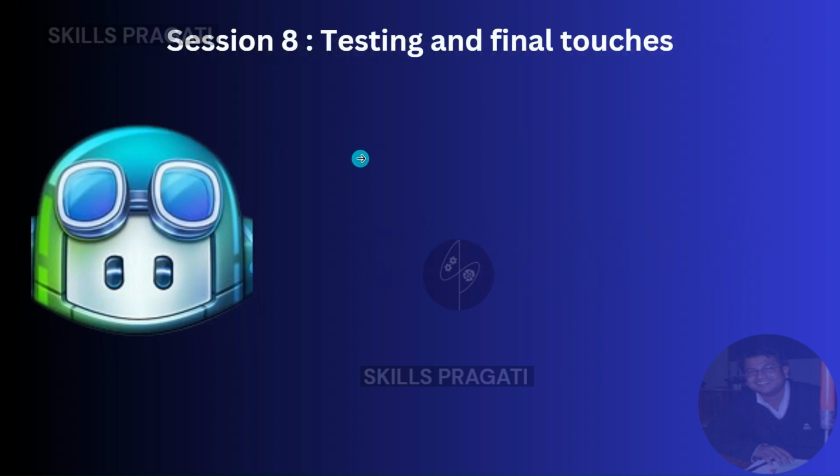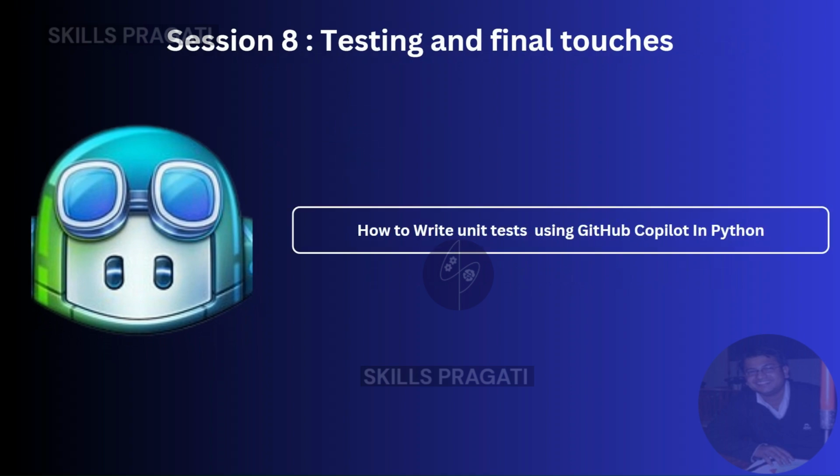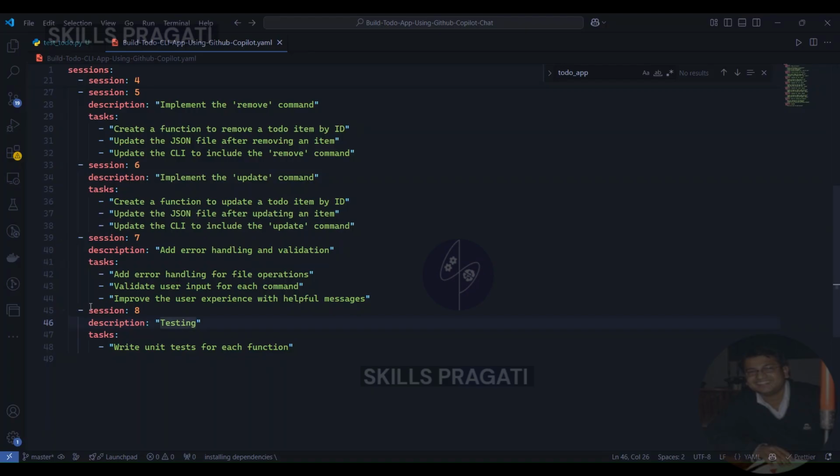As we are learning pair programming, I will teach you how to use GitHub Copilot to write the unit test cases. So let's jump into Visual Studio Code and learn how to use GitHub Copilot to write the unit test cases in Python. So guys, we are in Visual Studio Code. In this session we are going to do unit testing.